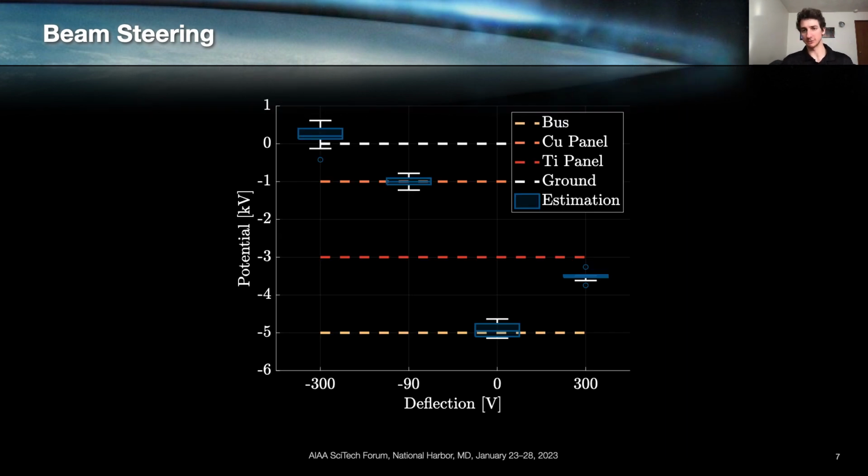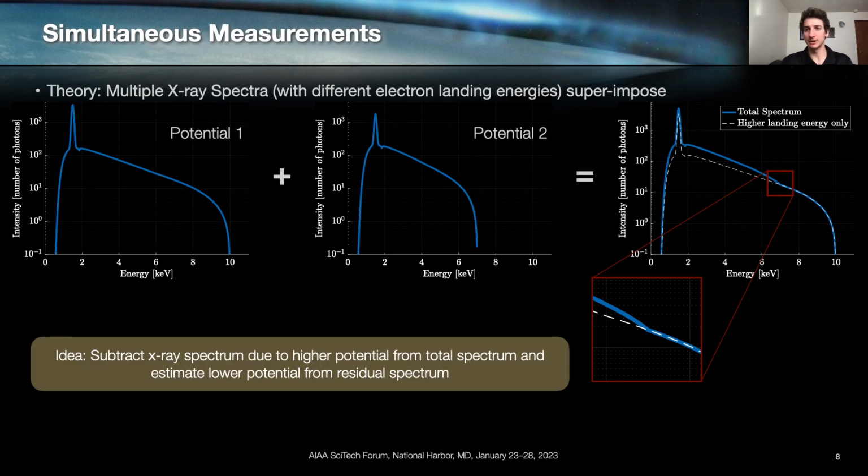So these are the results for the different amounts of deflection that we use on the deflection grid. Depending on what deflection you use, the electron beam will impact on a different component, or maybe even the chamber wall, and you measure the potential of that component. Now, something that is of interest to us is how we can measure multiple potentials simultaneously from one single spectrum.